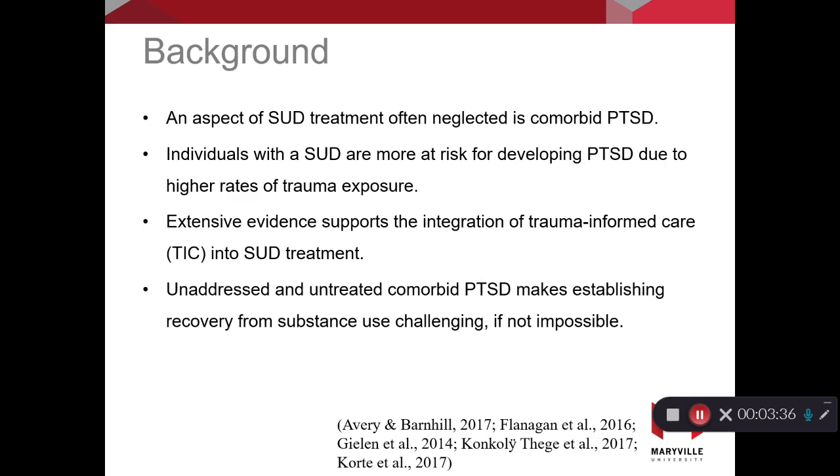Research has long recognized the prevalence of PTSD amongst the SUD population. Actually, research notes that there is a 30 to 58% prevalence rate of PTSD amongst the SUD population. Extensive evidence supports the integration of trauma-informed care, or TIC, into SUD treatment due to the long recognized prevalence of trauma amongst the SUD population. Additionally, research tells us that addressing PTSD in SUD treatment is critical because unaddressed and untreated comorbid PTSD makes establishing recovery from substance use challenging, if not impossible. Furthermore, PTSD and SUD comorbidity often results in worse symptom severity, treatment outcome, and overall poorer prognosis, making addressing PTSD in SUD treatment a high priority.